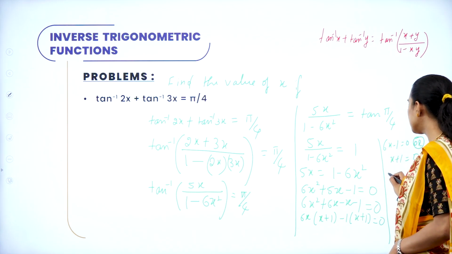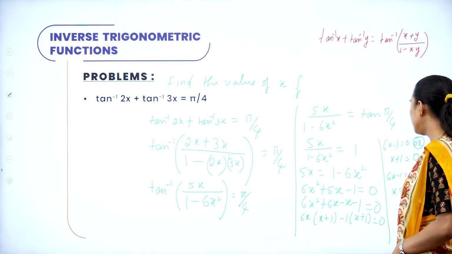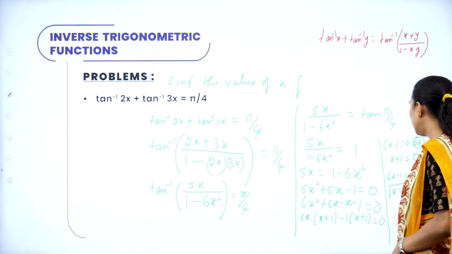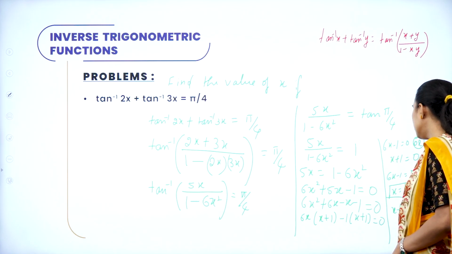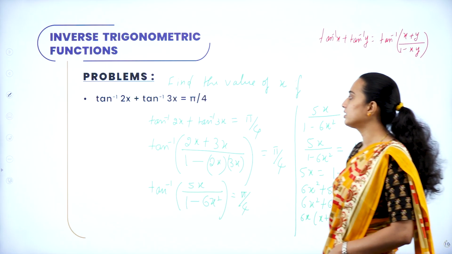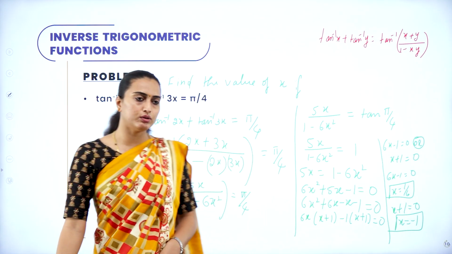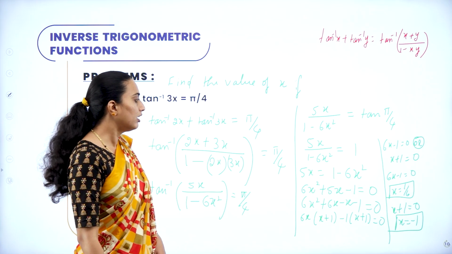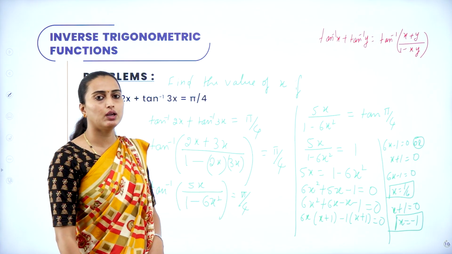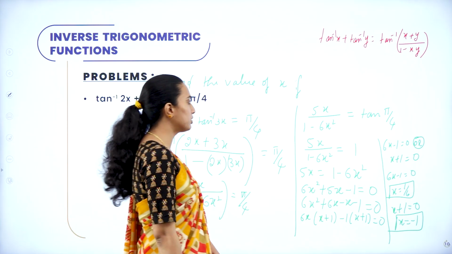Therefore, 6x minus 1 equal to 0 means what? x will be equal to 1 by 6, correct? x plus 1 equal to 0 means what? x will be equal to minus 1. Correct? Therefore, these are the two values you are going to have for x: x is equal to 1 by 6 and x is equal to minus 1. Hope you cleared this problem.